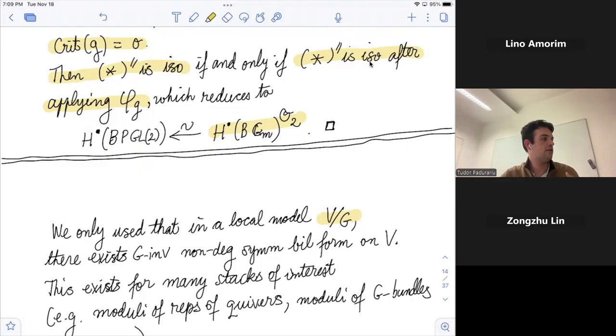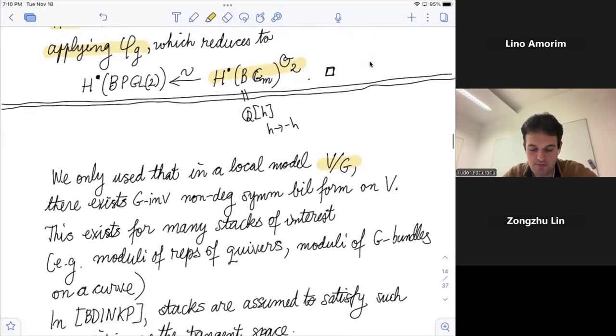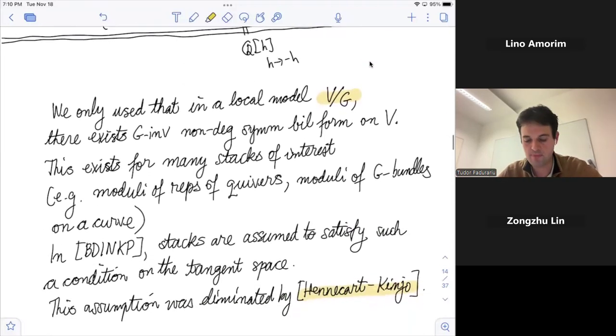No, it is X, so X maps to minus X. I hope I'm not making a mistake, but this is QX, right? QH. And then the group H maps to minus H. Oh, I see. Okay. So that's the maximal torus. Yes, thank you.